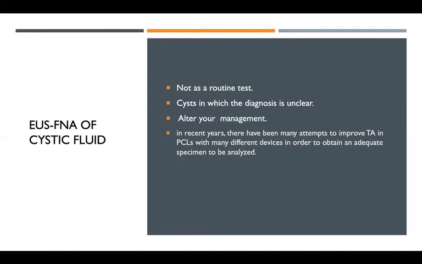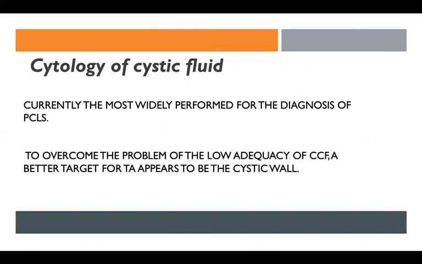Tissue acquisition is not only useful in discriminating between various types of pancreatic cysts, but also fundamental in assessing the grade of dysplasia. So, what we already have, cytology of cystic fluid, is currently the most widely performed test for the diagnosis of pancreatic cystic lesions. But unfortunately, the sensitivity or the diagnostic yield is about 66%.